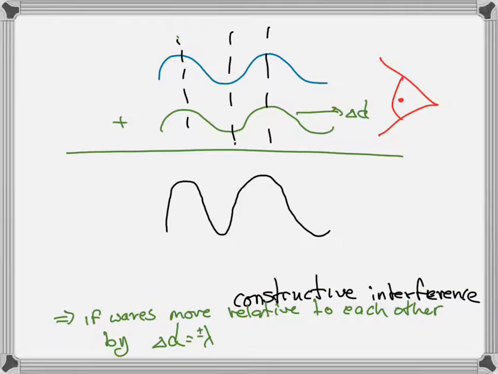And so that change in distance is going to be plus or minus a wavelength, or 2 wavelengths, or 3 wavelengths, or 4 wavelengths, etc., right? Or n lambda. So if we shift one relative to the other by n lambda, we get constructive interference.